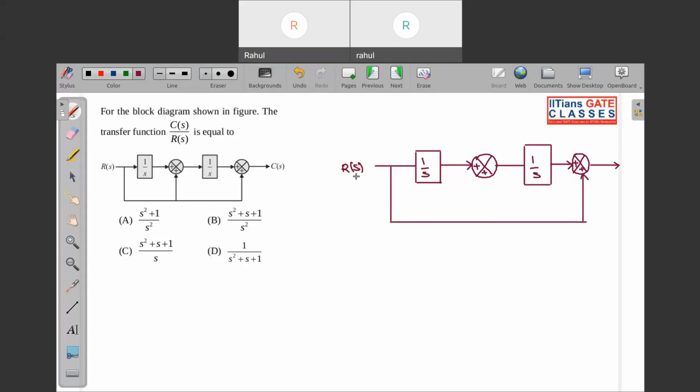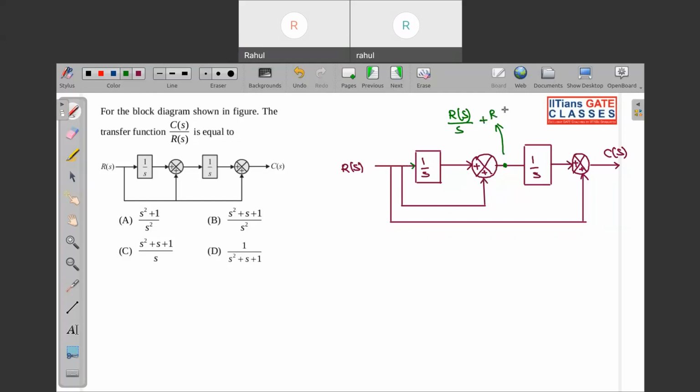So this is R(s), this is C(s). Over here we have one more path. This diagram and this diagram are both the same. Basically, they have replaced this common part by joining these two parts. Now if we want to calculate C(s) by R(s), how are we going to do it? Look over here: the input to this block is R(s), and the output over here is R(s) into 1 by s.